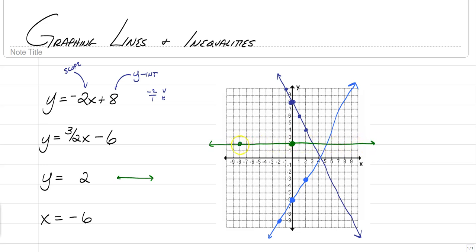So here's a dot, that's -8, 2. Here's another dot, this is 8, 2. Here's 10, 2. Y is always 2. So that's why it's a horizontal line.